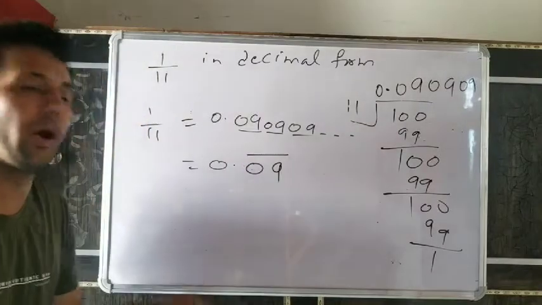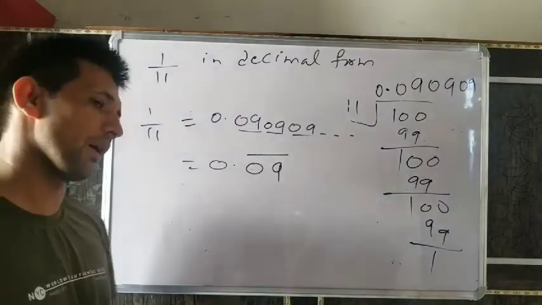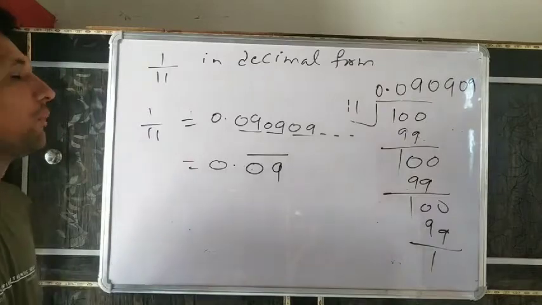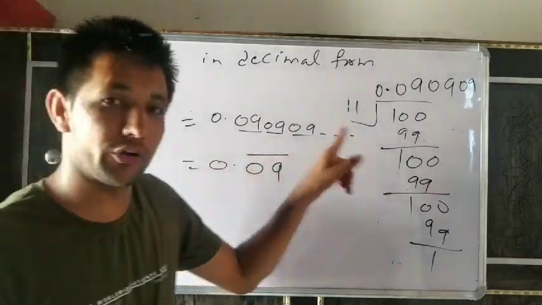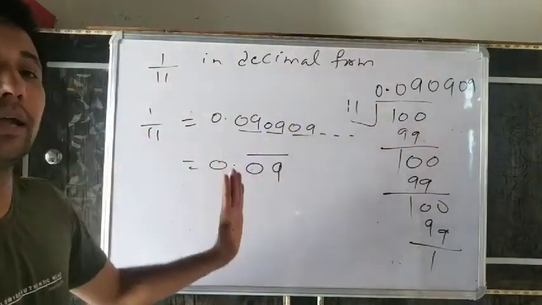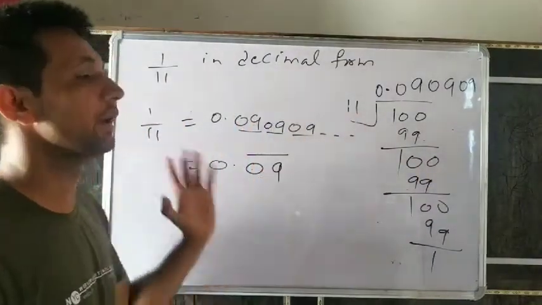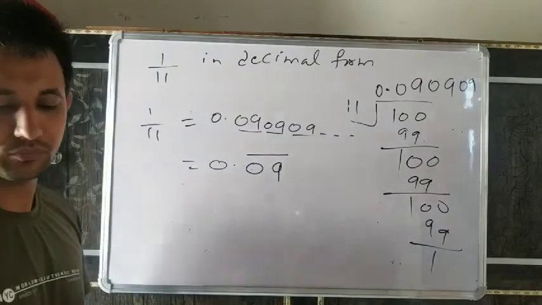So 0.09 with a bar. You understand? Like this we will find it in decimal form. And which type is it? Non-terminating but recurring. Recurring means repeating. You understand? Next.